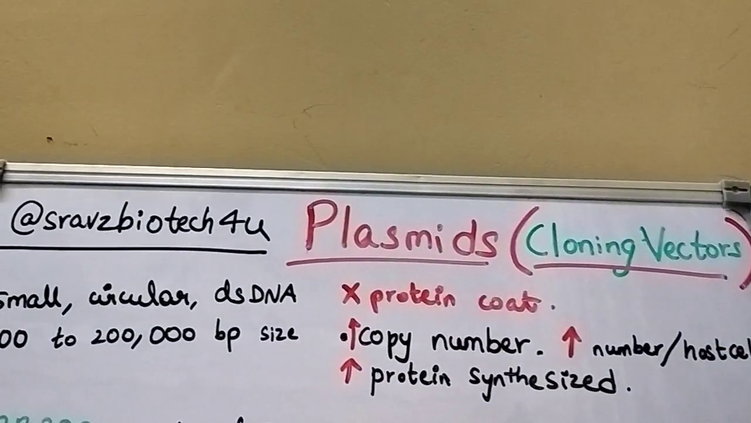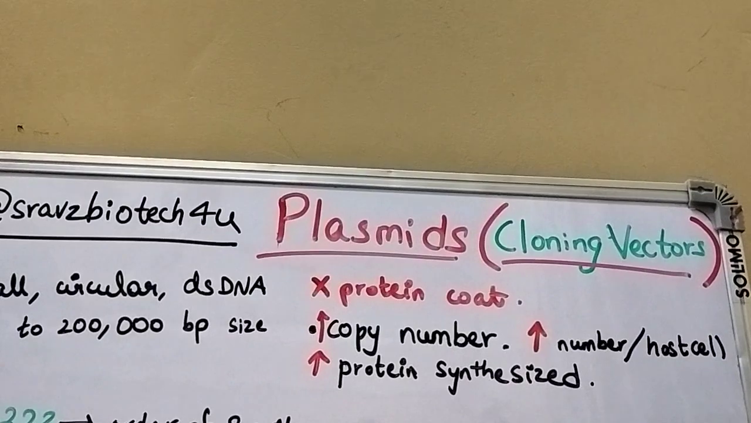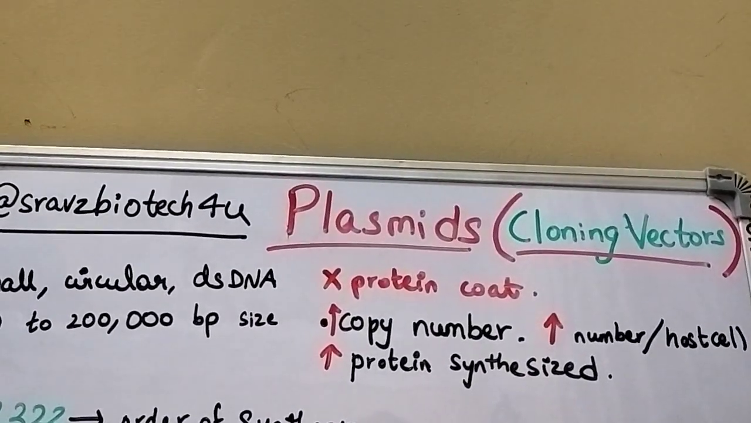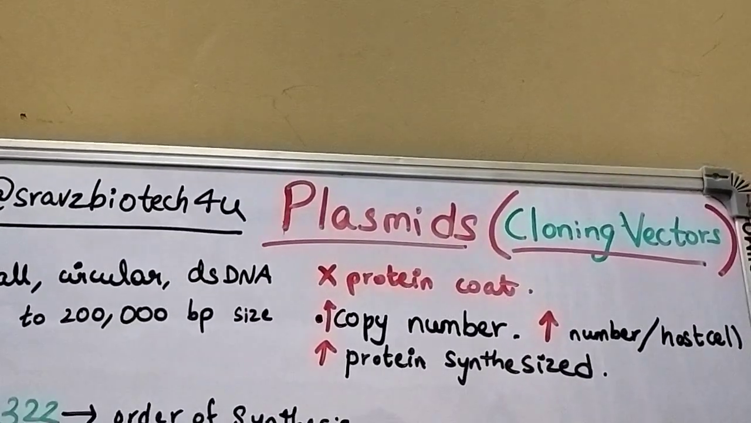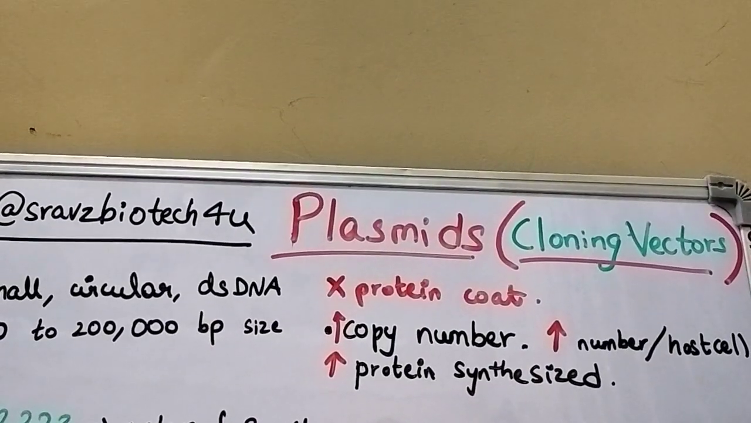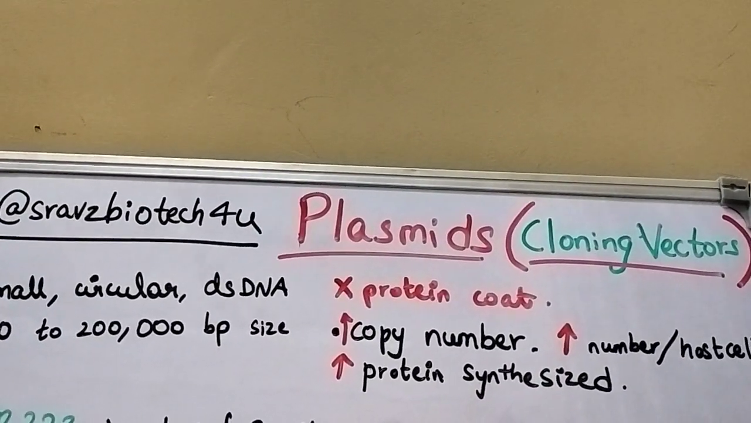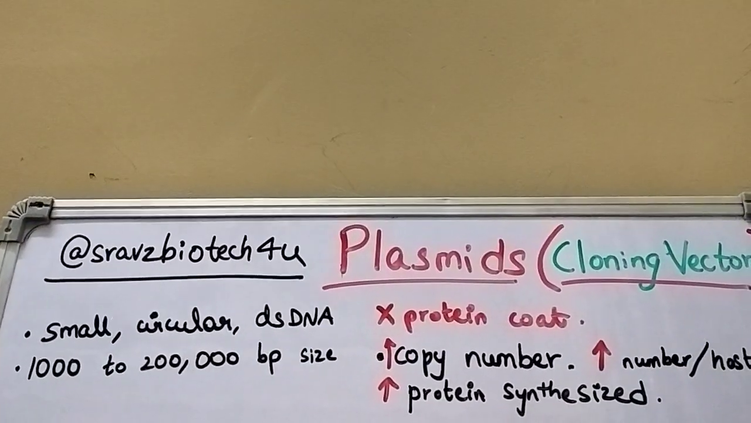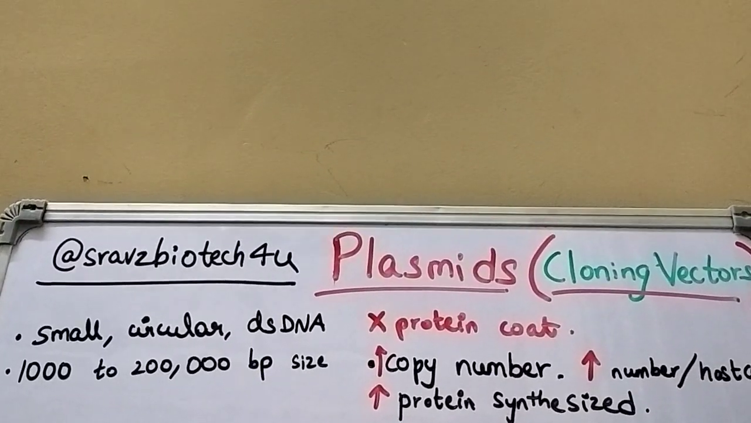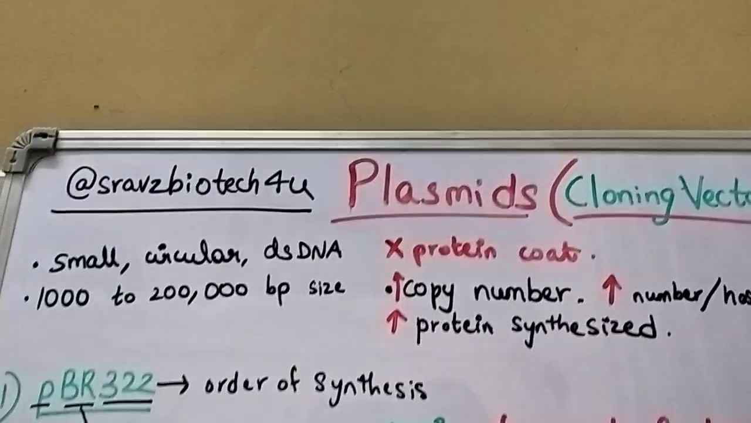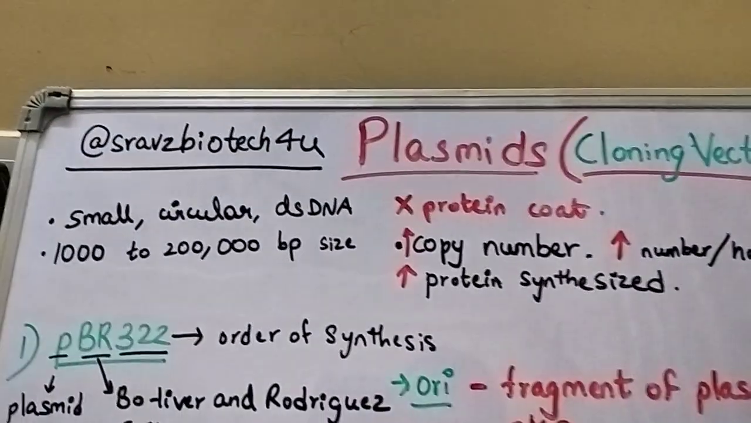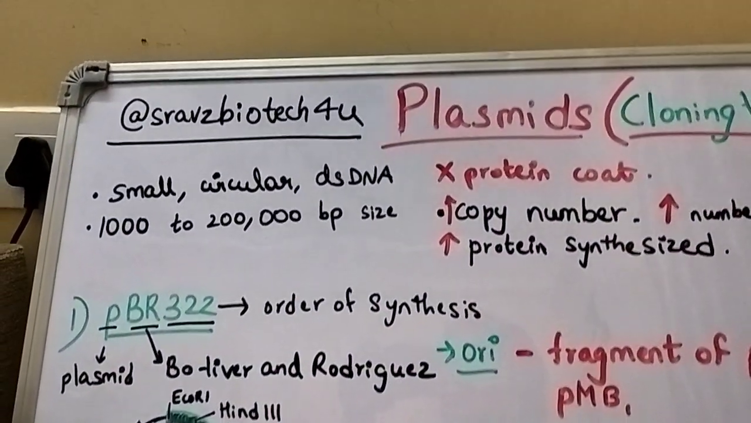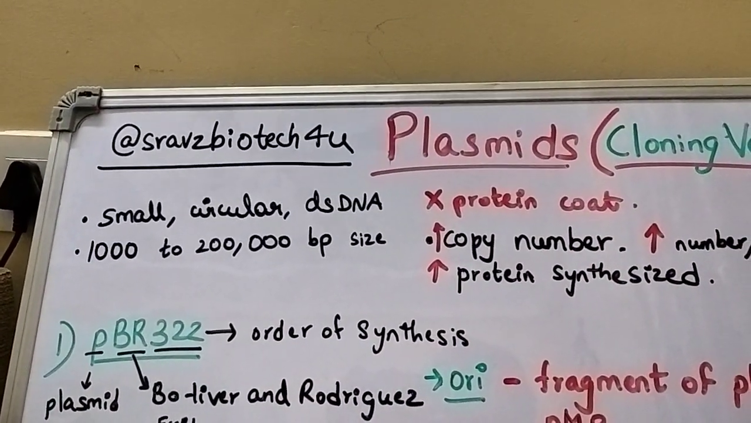Higher the copy number of the plasmid, higher is the number of plasmids per host cell. And of course, more the copies, more is the protein that will be synthesized. The first plasmid vector that we will discuss in this class is PBR322. Coming to the nomenclature of PBR322.